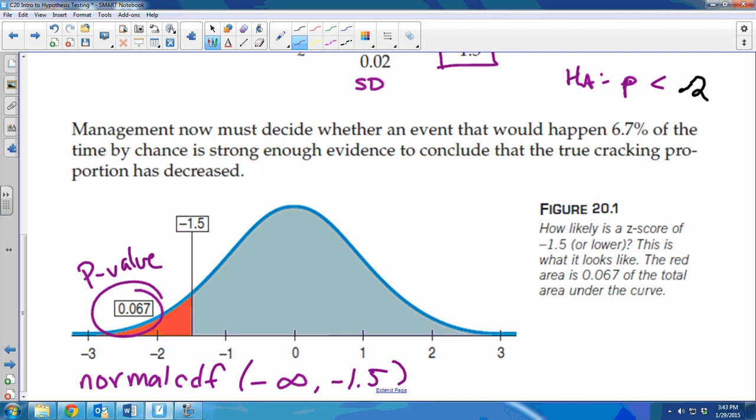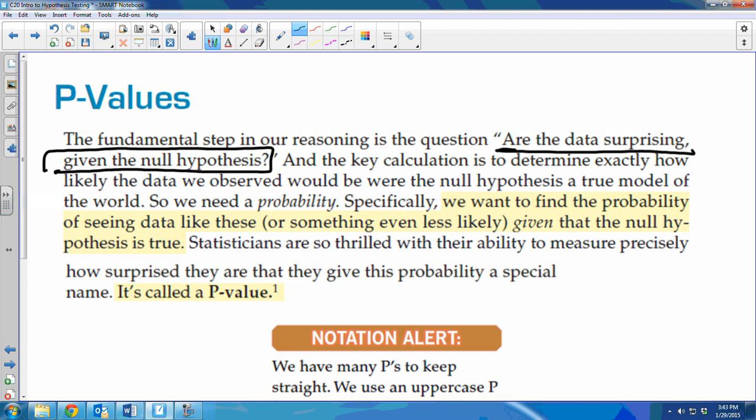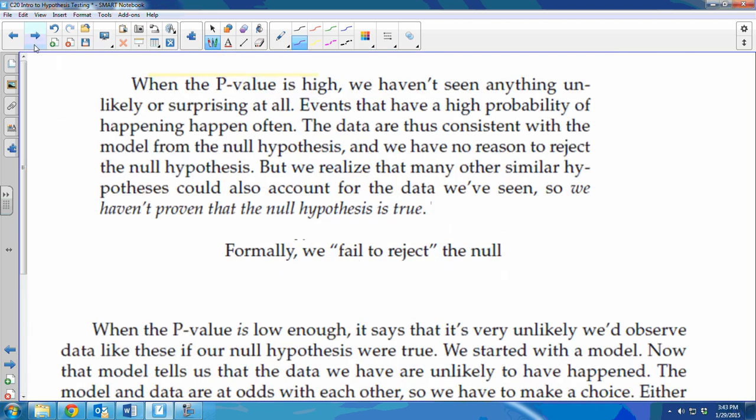Now, it's important we need to know what that p-value means. What do we do with that? What is that probability of? So bear with me here. With a p-value, we want to know, are the data surprising given the null hypothesis? We want to find the probability of seeing data like these, or something even less likely, given the null hypothesis is true. So data like these, that's our sample, that's our p-hat. Once we have this probability, we can make a decision. Again, we call that probability the p-value. When the p-value is high, we haven't seen anything unlikely or surprising at all. The p-value is the probability that we would get p-hat if the null hypothesis was true.